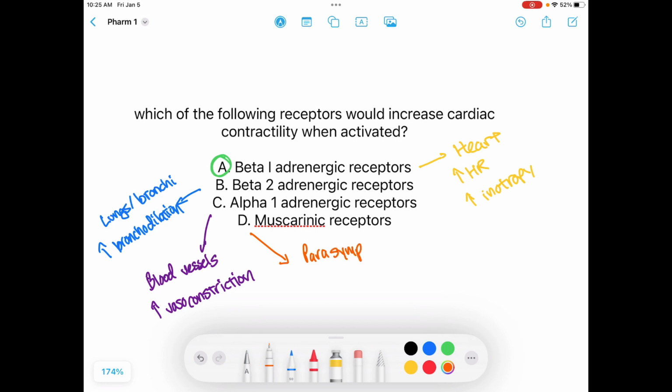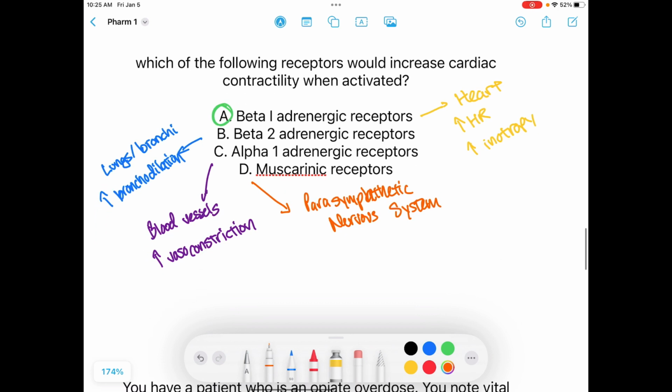So we know that the sympathetic nervous system is fight or flight. The parasympathetic nervous system is part of our rest and digest part of our nervous system, although it's obviously more complicated than that. I'm mentioning this because with muscarinic receptors, those are predominantly in mucosal membranes.